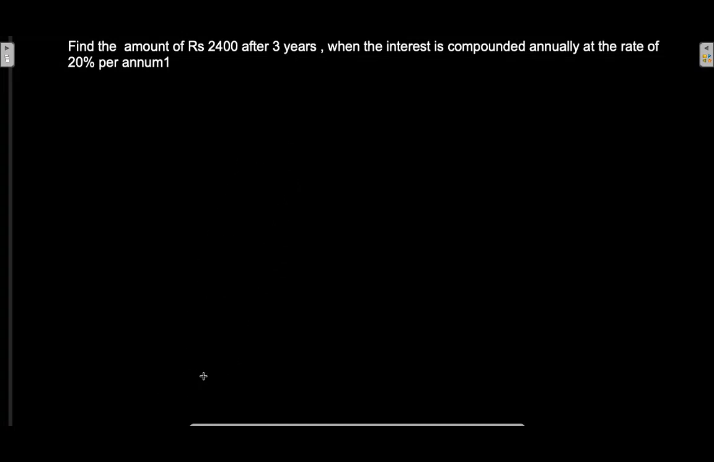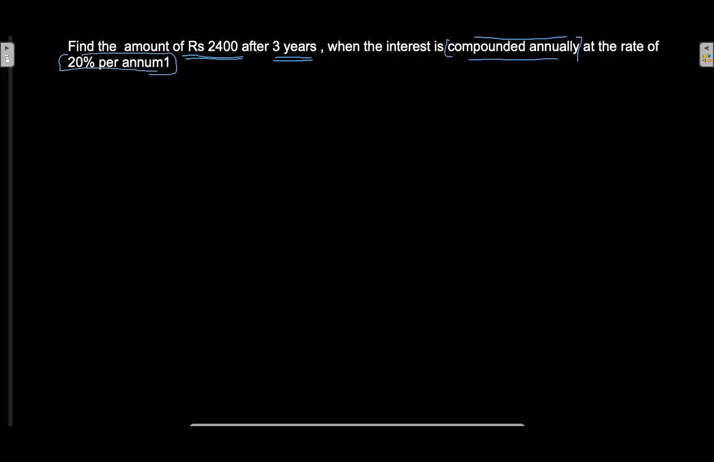Okay, so what we have to do is first extract the relevant information which we have. The principal which is given is rupees 2400. The time period for which it is getting invested is 3 years. This is compounded annually, and since we have only done the formula for annual compounding, we are going to ignore this because all the examples we will take will be compounded annually. So this as on date is not relevant information for us. And this is the rate of interest, 20%.